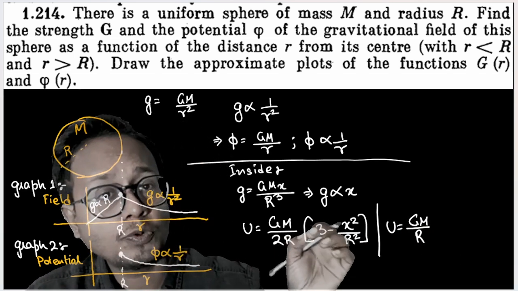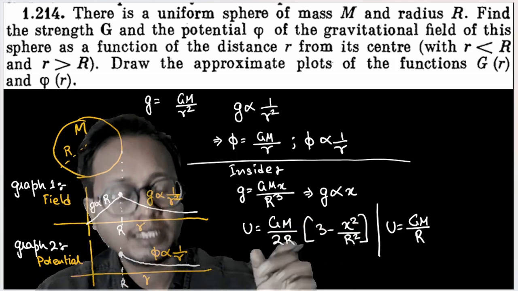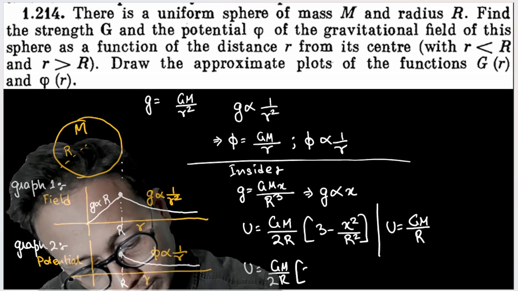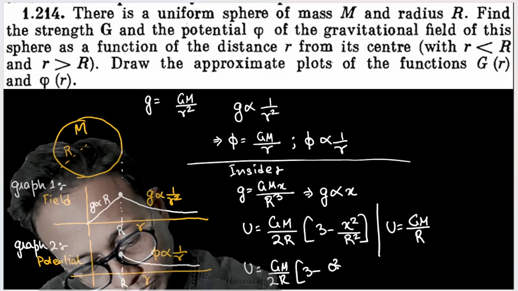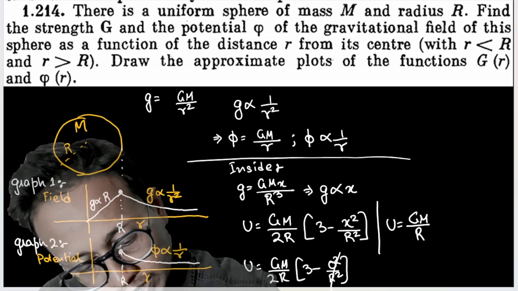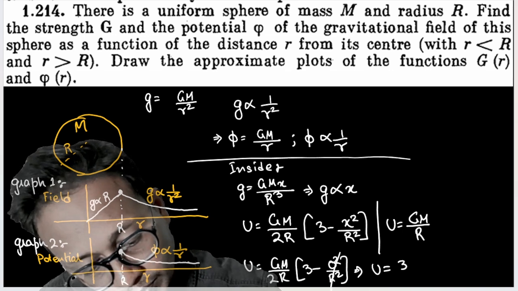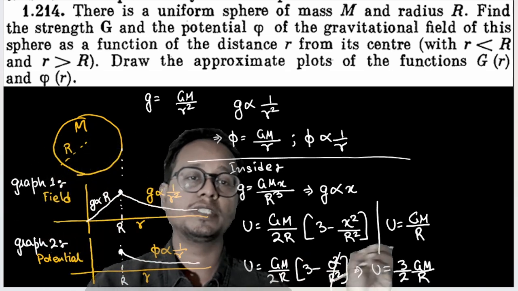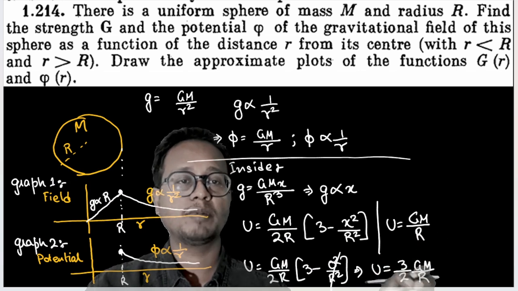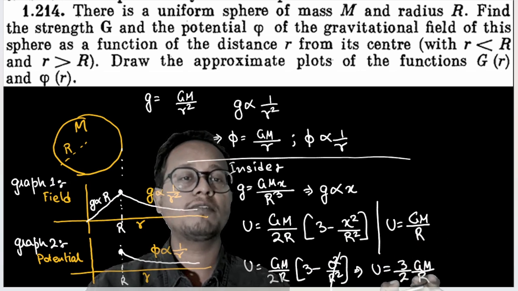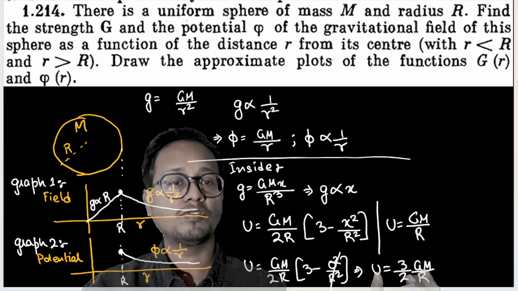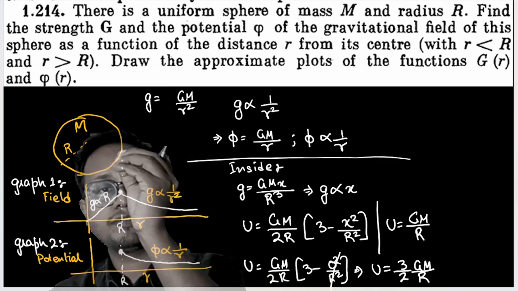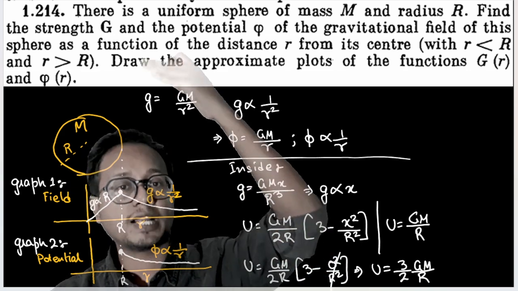Now, what would be the potential at the center? The potential at the center would be nothing but U is equals to Gm by 2R, 3 minus 0 square by R square. So 0 square by R square is nothing but 0. So potential at the center is nothing but 3 by 2 Gm by R. Now just tell me by common sense which is greater, Gm by R or 3 by 2 Gm by R. 3 by 2 is nothing but 1.5, and this is nothing but 1. So obviously potential at the center is higher. Understood? So as I'm going from surface to inside the sphere, the potential keeps on rising.